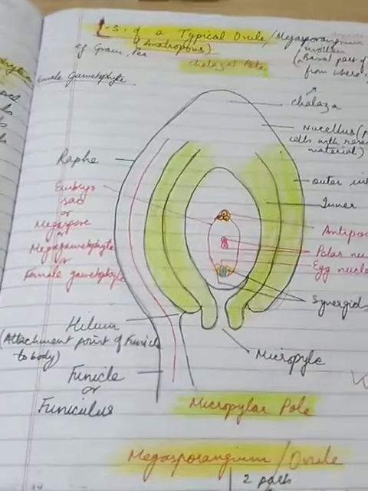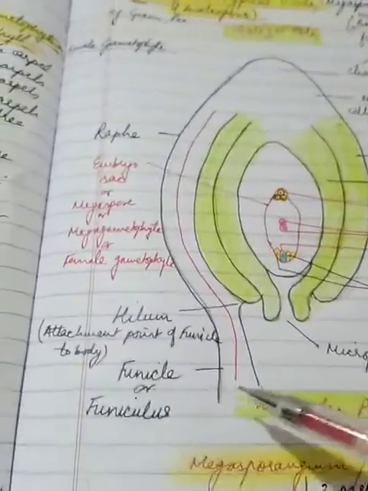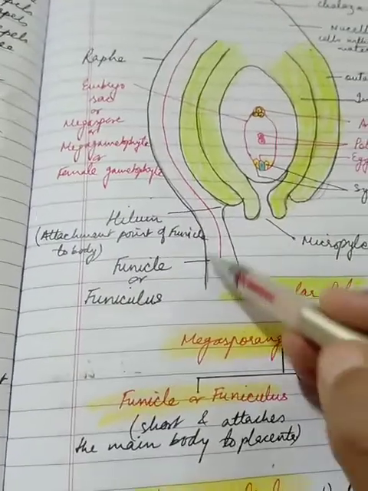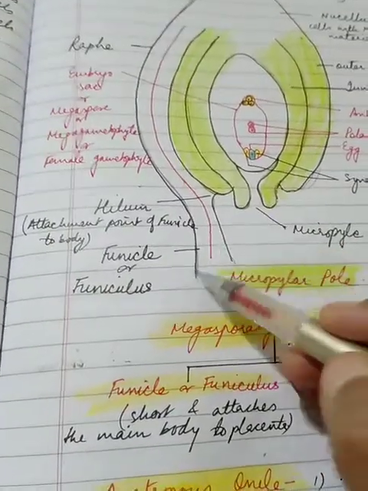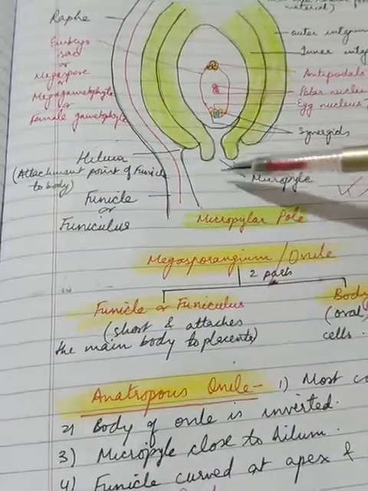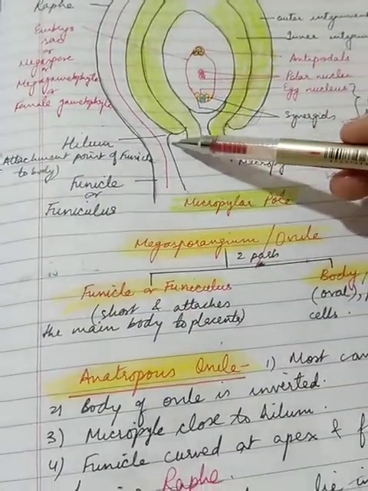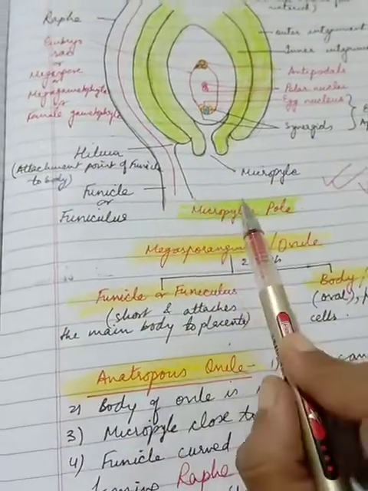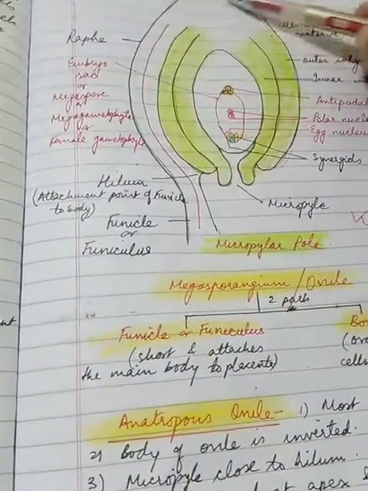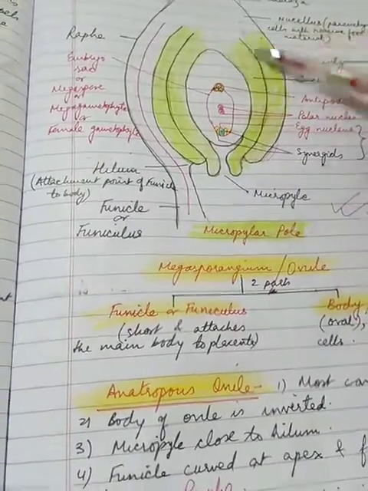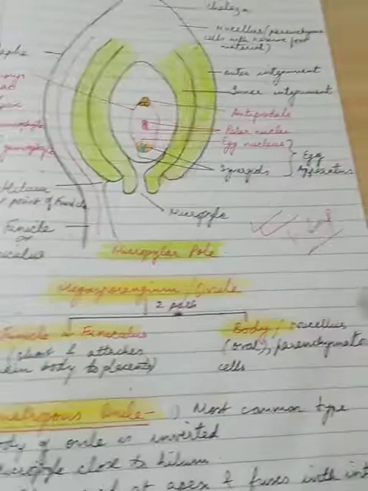Let us see what all structures we have to learn. Let us start from the base. First and foremost, we have a very small slender part, called funicle or funiculus. It is one of the 2 main parts of the ovule. It is short and attaches the ovule to the main placenta. The greater part of the ovule is an oval body, made up of a nutritive tissue called nucellus.